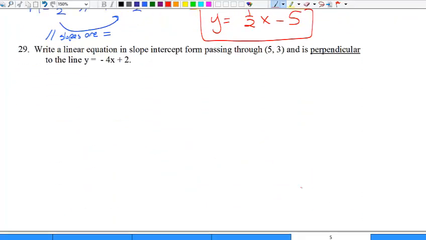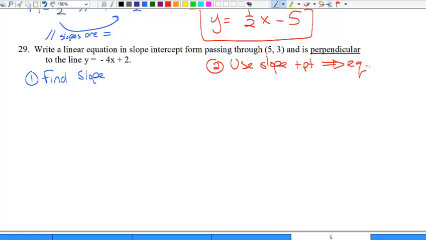This next one is similar to the previous two, except the first step, finding the slope, again is a little bit different than the previous ones. My first step is going to be find the slope. My second step is going to be use that slope that we just found in step 1 and the point that was given to get the equation. So step 2 is basically the same on all 3 of those problems. It's just the way you have to find the slope is different.